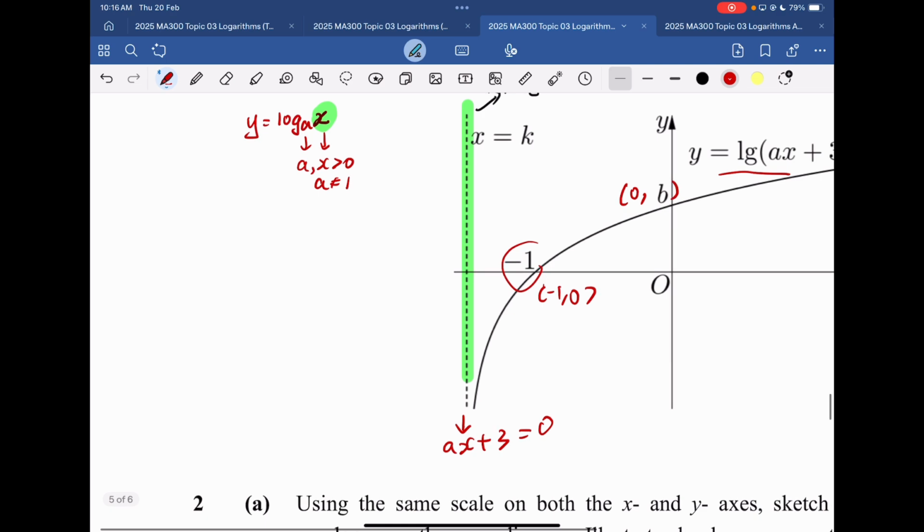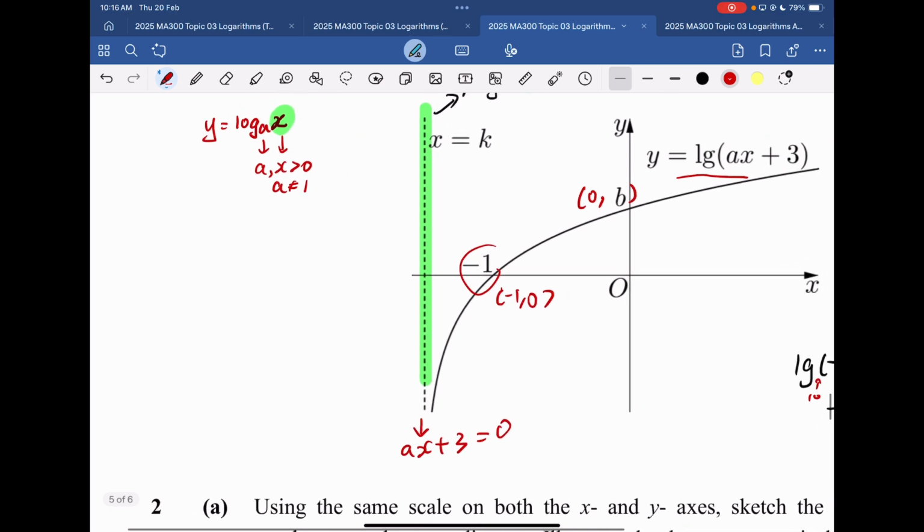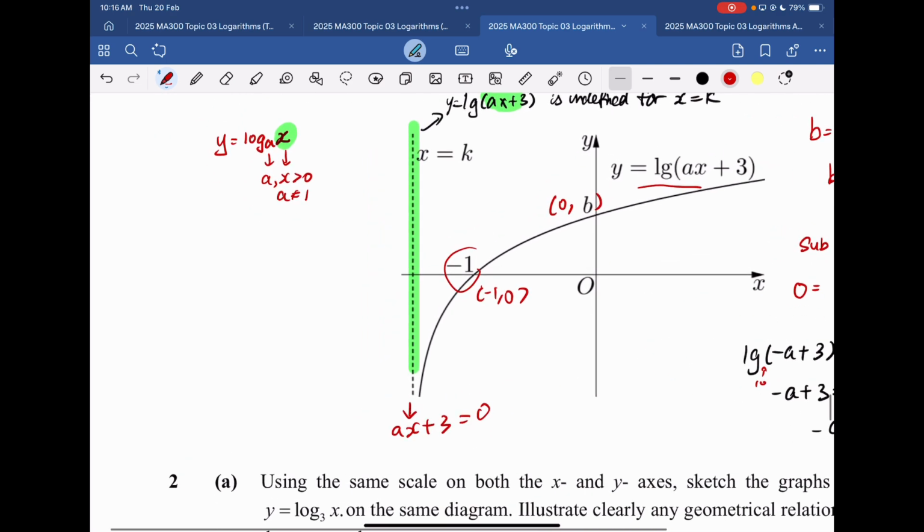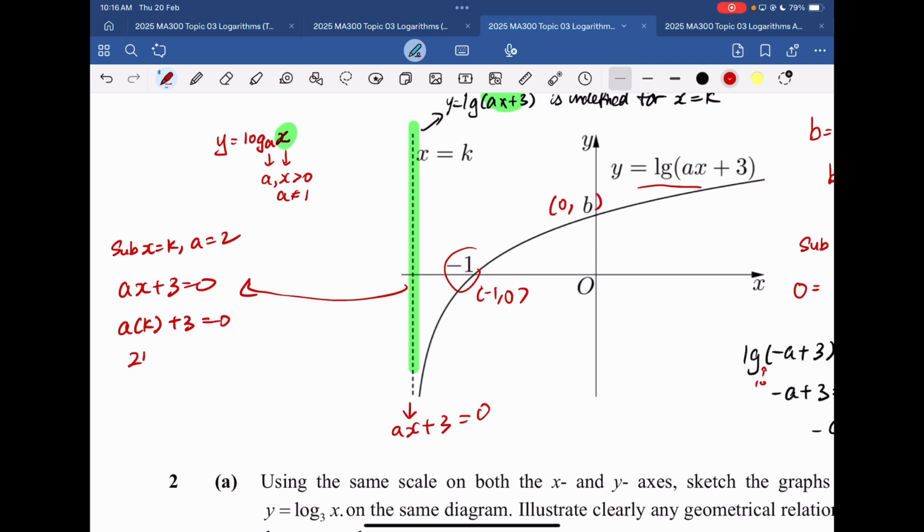Is that okay? Currently you know that a is 2, y equals log of ax plus 3. At this point you can substitute your x as k. You know that at this point ax plus 3 equals 0. That means a times k plus 3 equals 0, 2k plus 3 equals 0. k is negative 3 over 2.